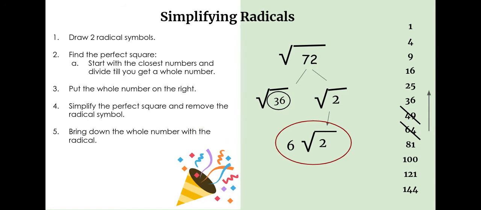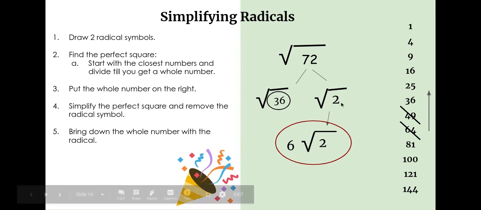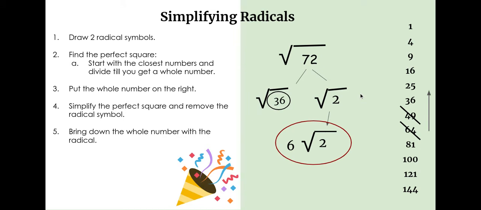So just to recap, whenever you're simplifying radicals, first things first, write out your perfect squares. Then draw two radical symbols. Then find the number closest to your original number under your list of perfect squares and start dividing. See which number gives a whole number. When you find the whole number that divides evenly into your original number, you'll write the whole number to the right and the perfect square to the left. Last thing you'll do is simplify that perfect square that's circled and bring that down without the radical symbol, and then bring down your number on the right with the radical symbol. And that's how you simplify radicals.